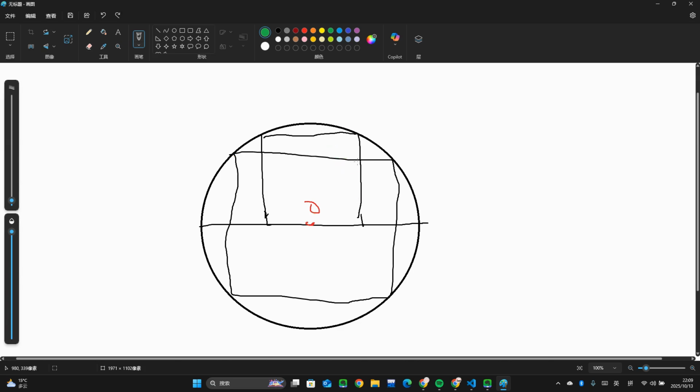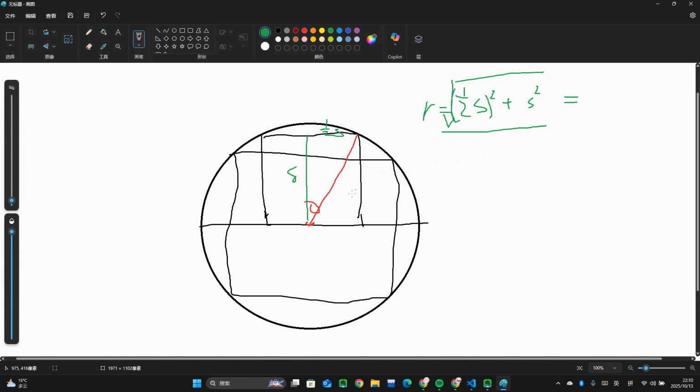Let me erase all these. The smaller square has the radius connecting from the center of one edge to the vertex of another corner. So how do we find the side length using this? Notice that this time r is equal to the square root of 1/2 times the side length, squared, plus the side length itself squared, right? Because of the Pythagorean theorem, this is the side length and this is 1/2 the side length. So then we solve the equation to find that.